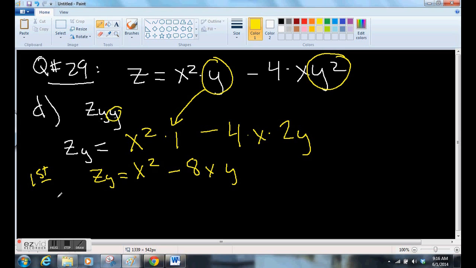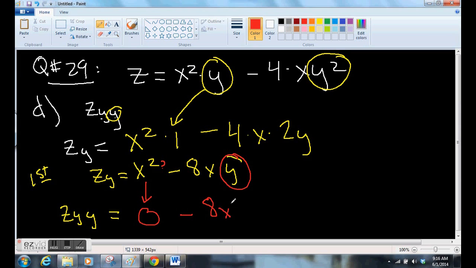We want the second derivative, so we take zyy. Again I like to circle the variable. That's the variable. There's no y here. So the derivative of this piece, in terms of y, has no y component, so that is 0. And for this one, 8x is a constant, and the derivative of y is 1. So the answer here is the second derivative of z in terms of y is negative 8x.